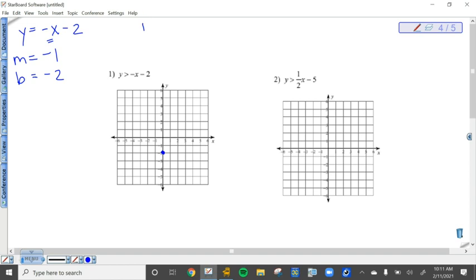Remember, slope is rise over run. Down 1 over 1, right? My rise is negative 1. My run is 1. So I go from my y-intercept, I go down 1 over 1. Down 1 over 1. Down 1 over 1. And I'm just going to make those dots all the way across the graph.